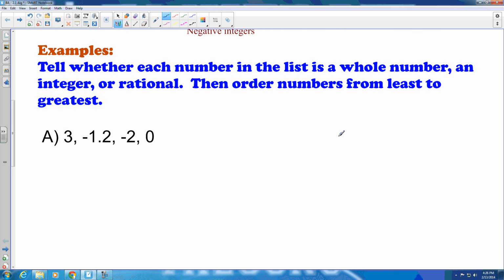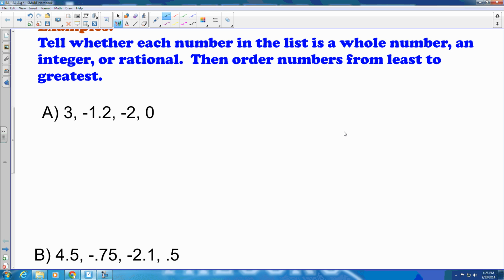In our homework, we're going to be asked to do some different problems. You're going to be given a set of values, and you're going to tell whether each value in the list is a whole number, an integer, or a rational number. Then from there, you're going to order them from least to greatest. I found the best thing to do is to make a chart.